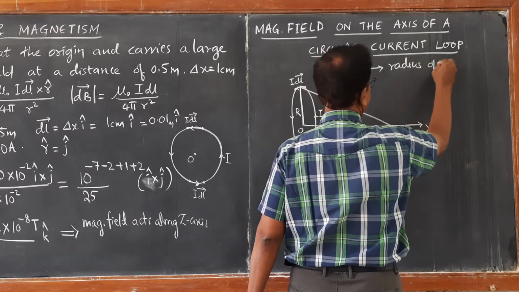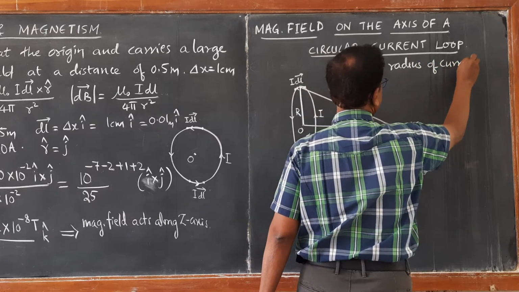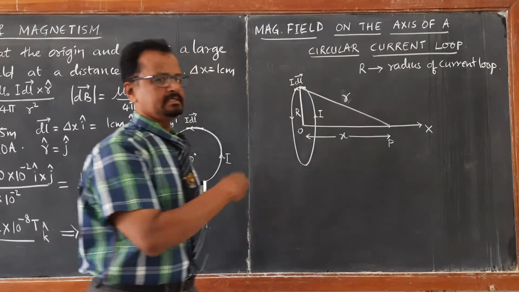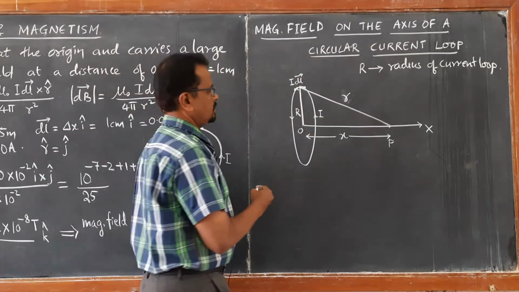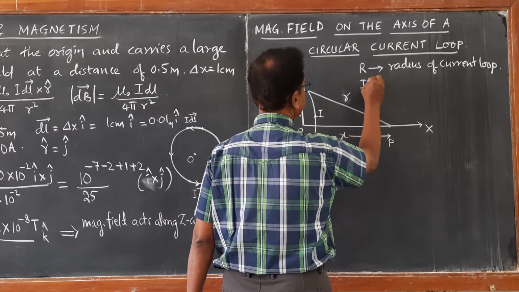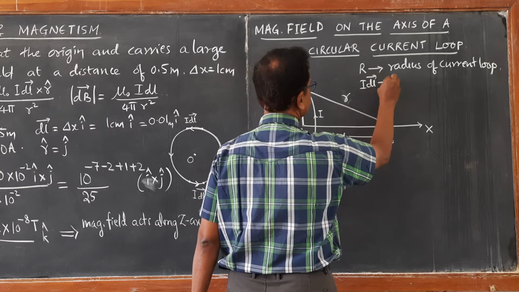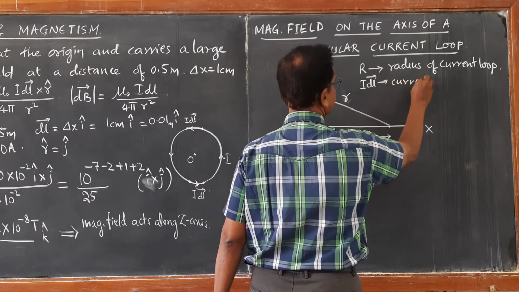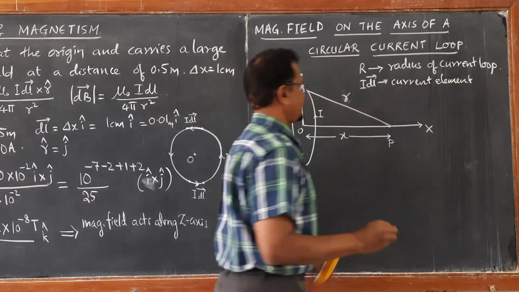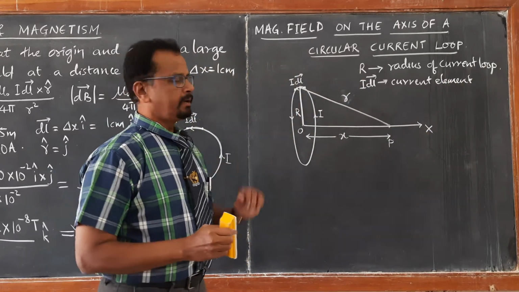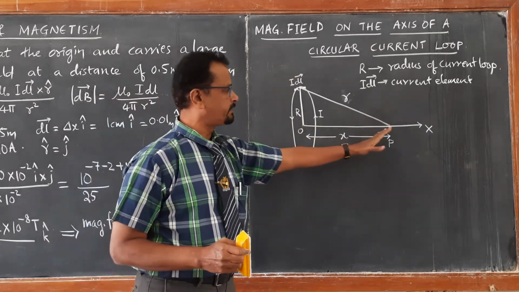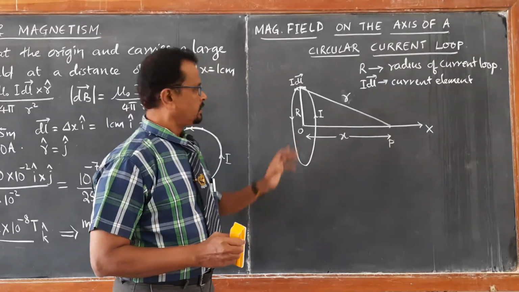Capital R is the radius of the current loop. Loop means, in this case, a circular ring. R is the radius, I is the current flowing. Therefore, Idl is the current element which we are considering, so that I can apply the Biot-Savart law to this current element and get the value of the magnetic field at this point P, right?